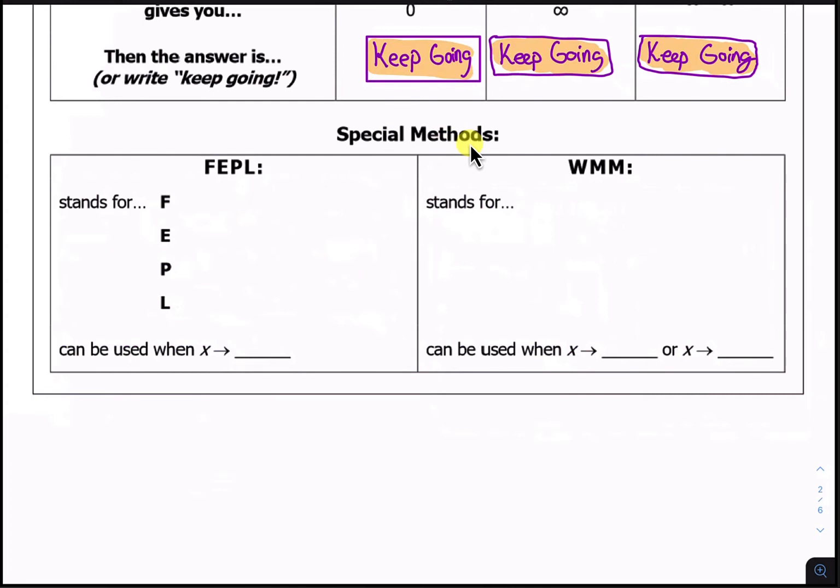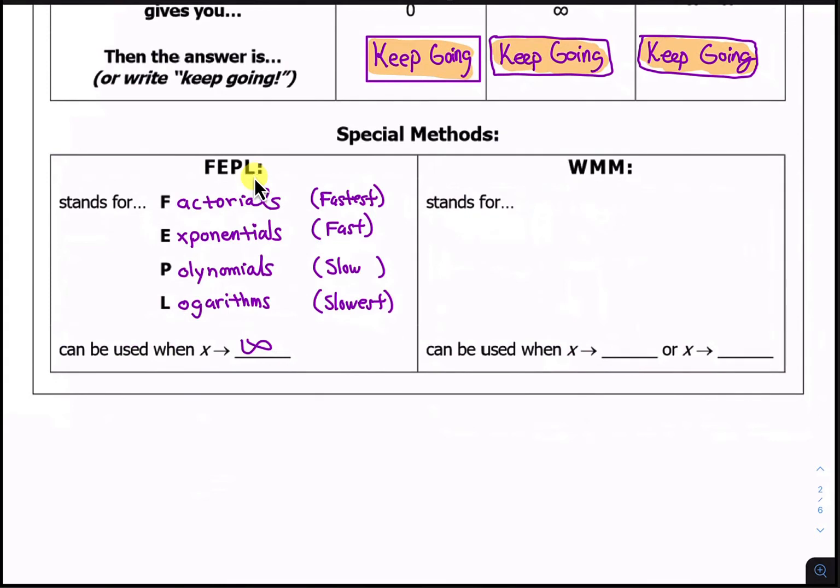And then we have the special methods. We talked about FEPL. What does FEPL represent? FEPL stands for factorials, which grow the fastest. Then you have your exponential functions, they grow fast. Your polynomials and power functions grow slow, but your logarithms grow the slowest. And this can be used when x is approaching infinity. We also have something called WMM. What does that stand for? That is what matters most, and that can be used when x is approaching negative infinity or approaching positive infinity.